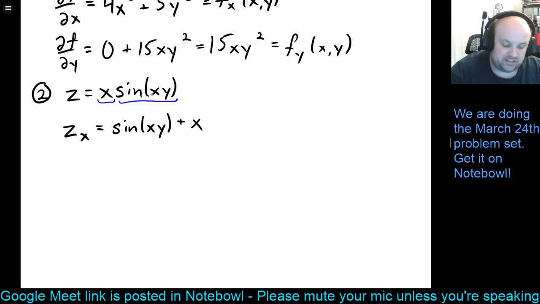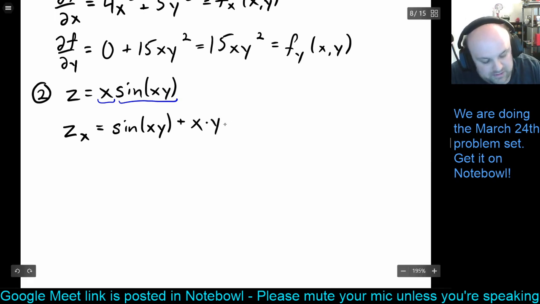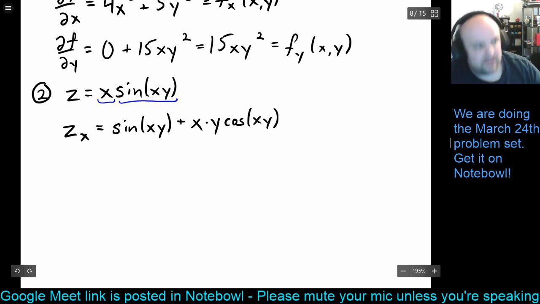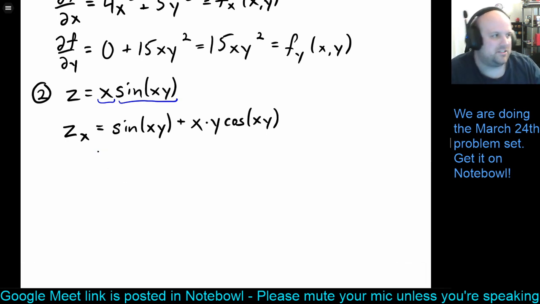When we differentiate the second one, this y comes out through the chain rule, right? Just like if this were sine of 2x, basically, the 2 would come out. So we have times y cosine of xy. And actually, there's not really anything else to do here. Not much else to do.